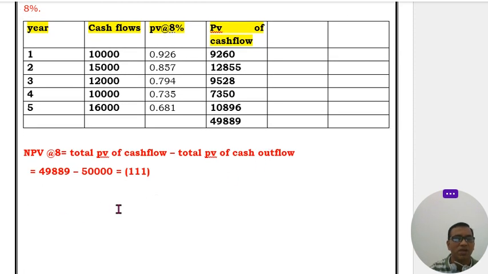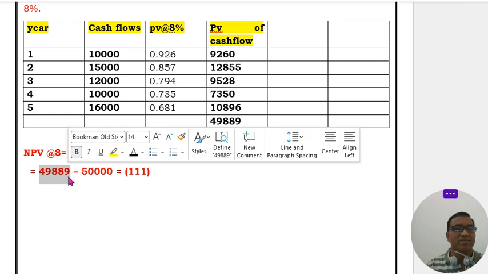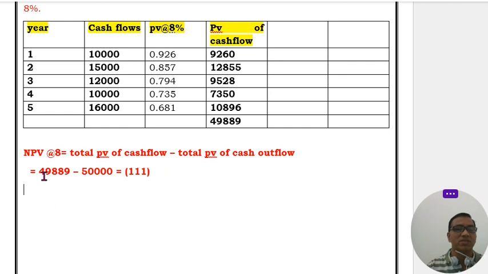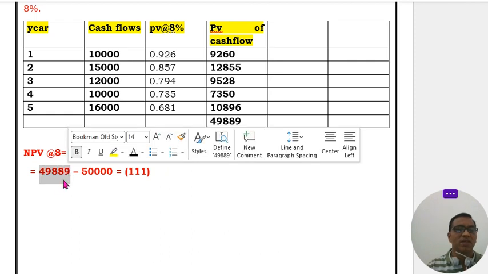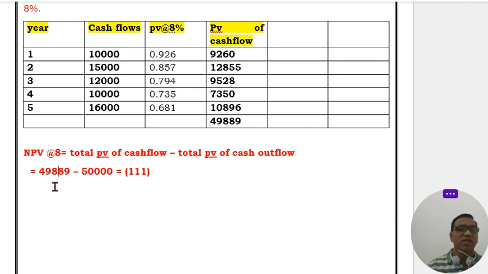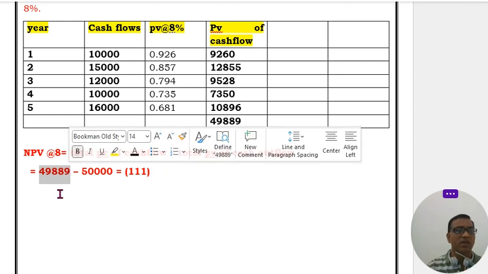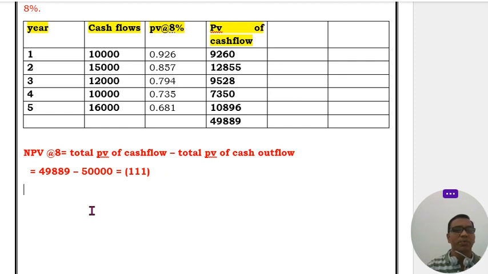And now one more NPV. What is that one more NPV? Another rate of return. How will you know? See here, this is 49,889. At the rate of IRR, it should be equal to 50,000. That means this value, the PV of cash flow, has to increase. If you have to increase this value, you have to decrease the rate. Decrease the rate means below 8%. Below 8% means you can try anything: 7, 6, 5.